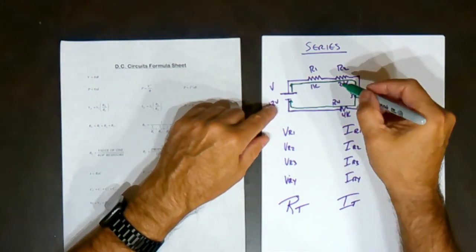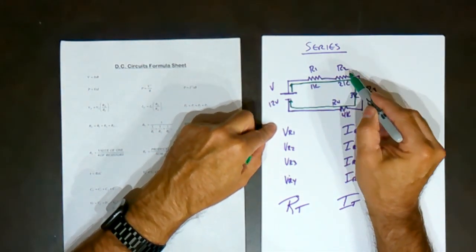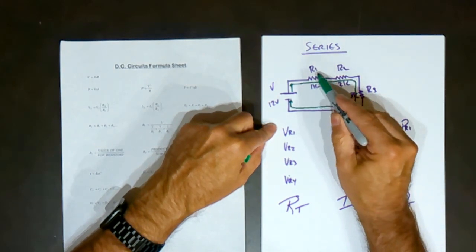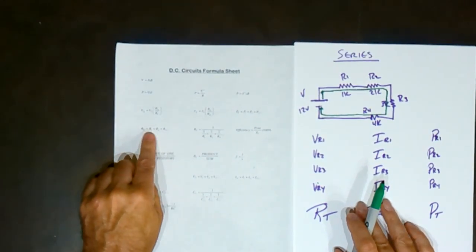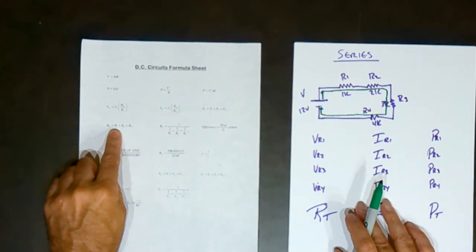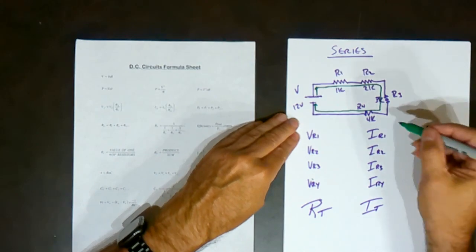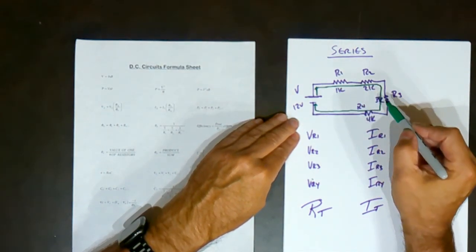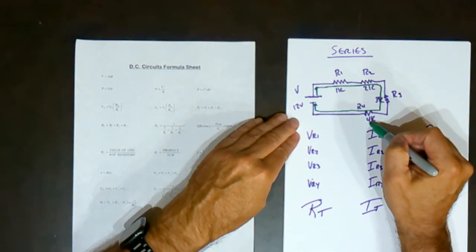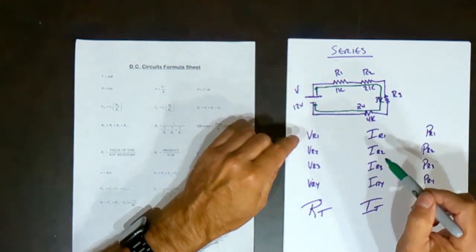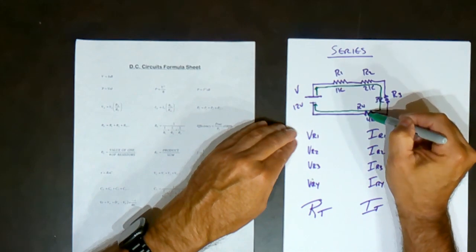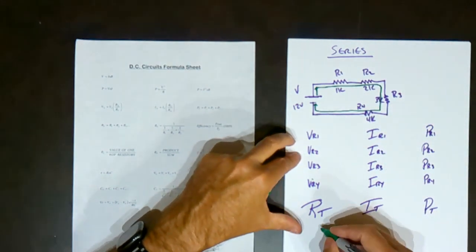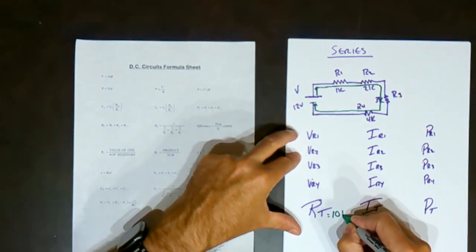So what we want to do first is calculate our total. From our formula over here, R total is R1 plus R2 plus R3 plus R4. So this is 1K plus 2K plus 3K plus 4K. So that is going to give us 1, 2, 3, 4, 5, 6, 7, 8, 9, 10 kiloohms.